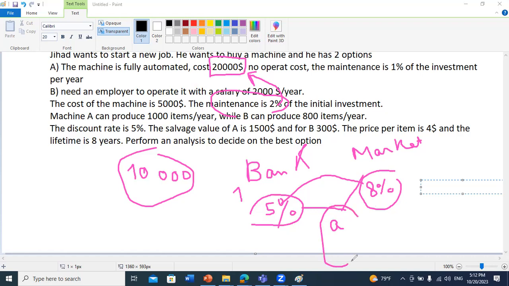I can calculate A. But now when I want to decide if I go through the project or not, I want to compare the discount rate that is imposed by these factors with a number which is called the internal rate of return. And what is the difference between the two?